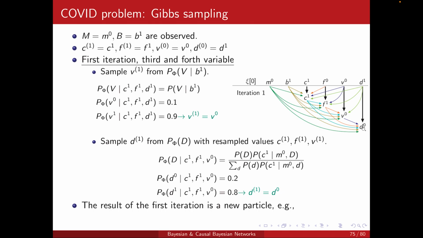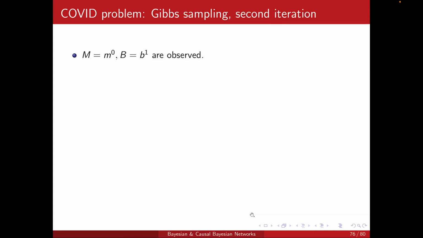Now look again, D0 is based on the updated value of V and F and C. M and B, they're just observed and they don't get updated. So we get the second particle, which is, I just listed all the updated values of the variables. Now, that is just one particle.